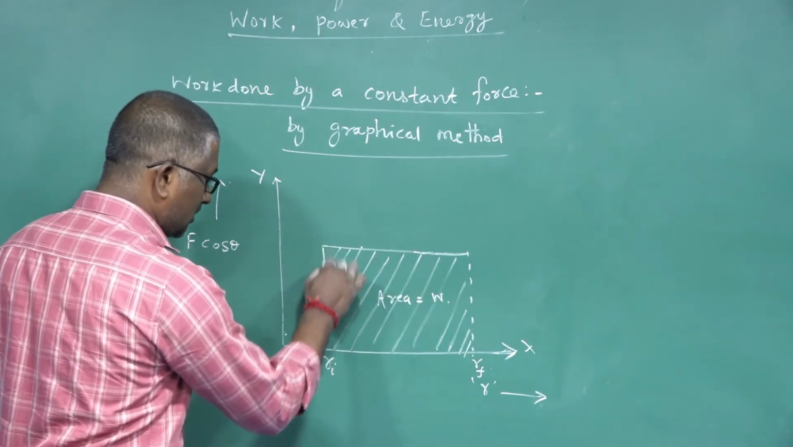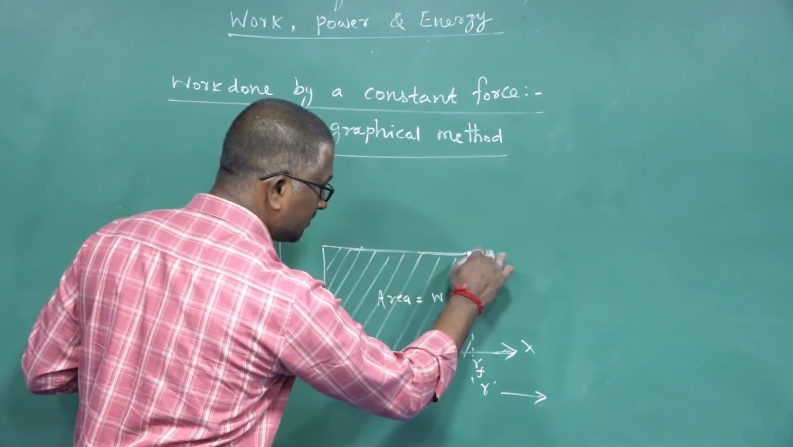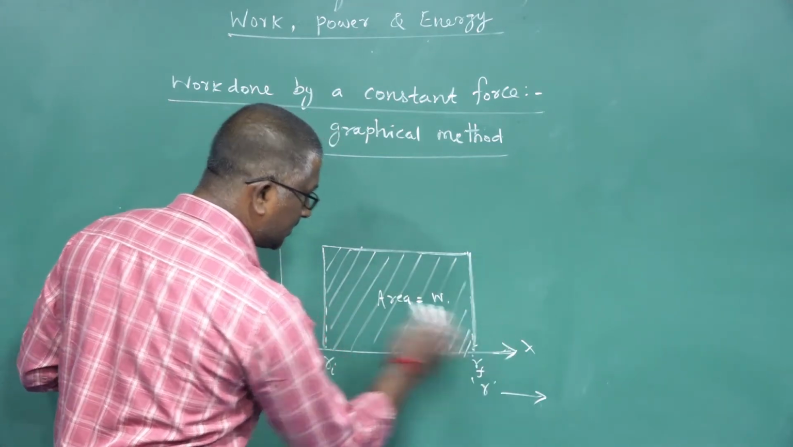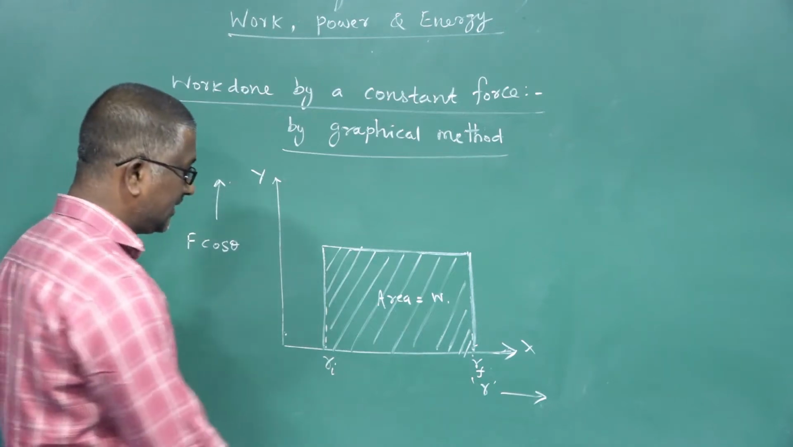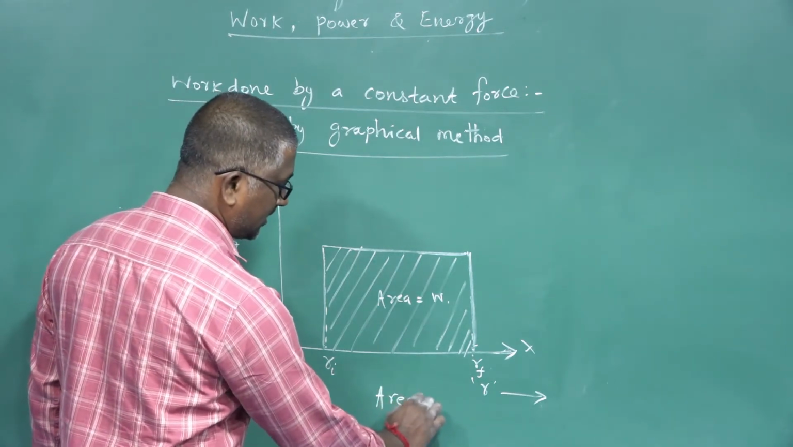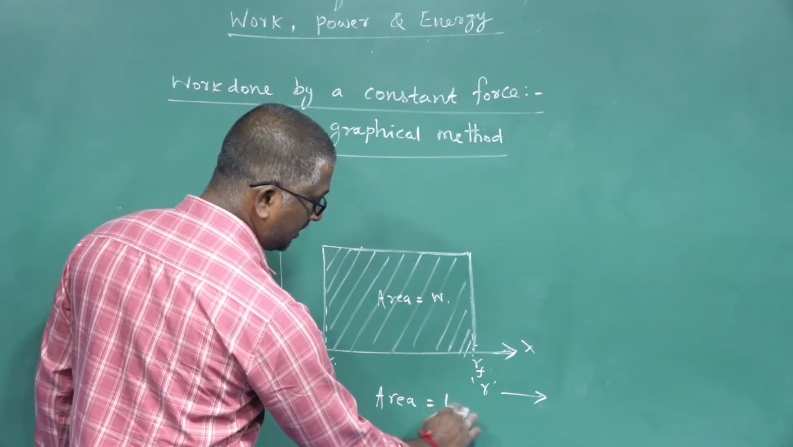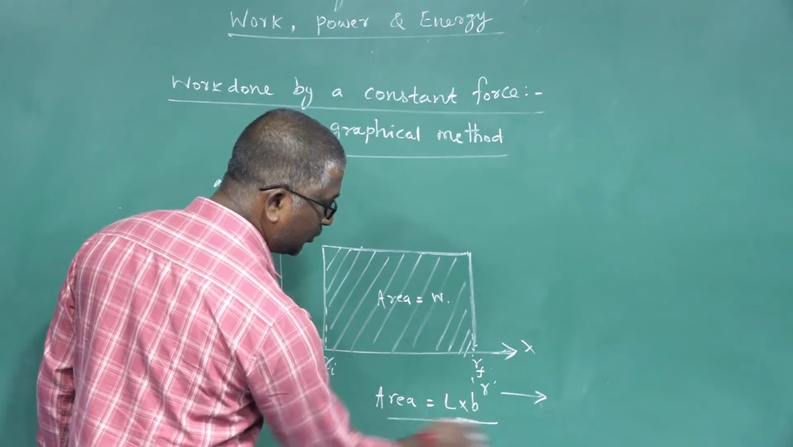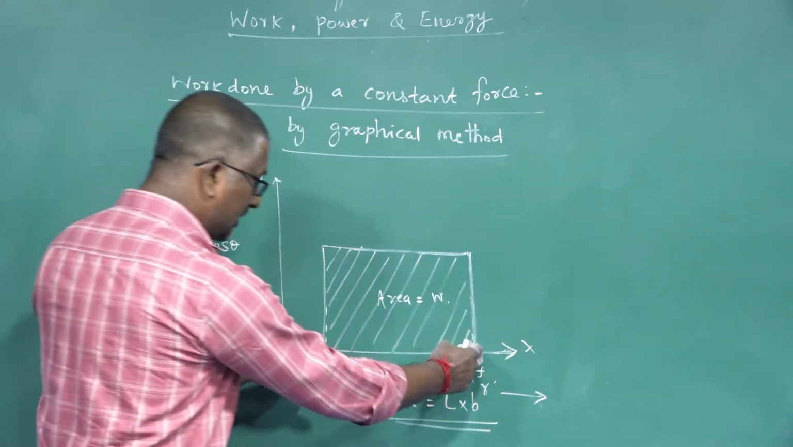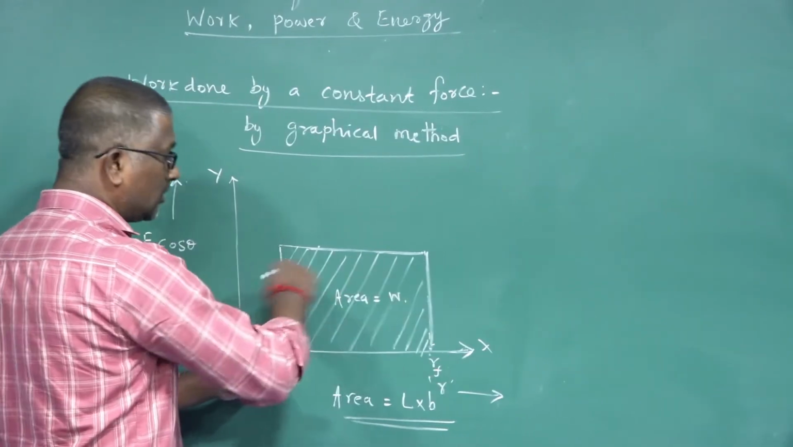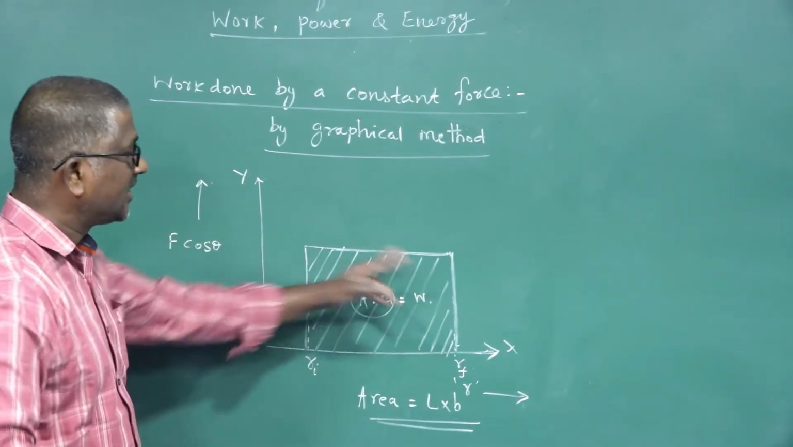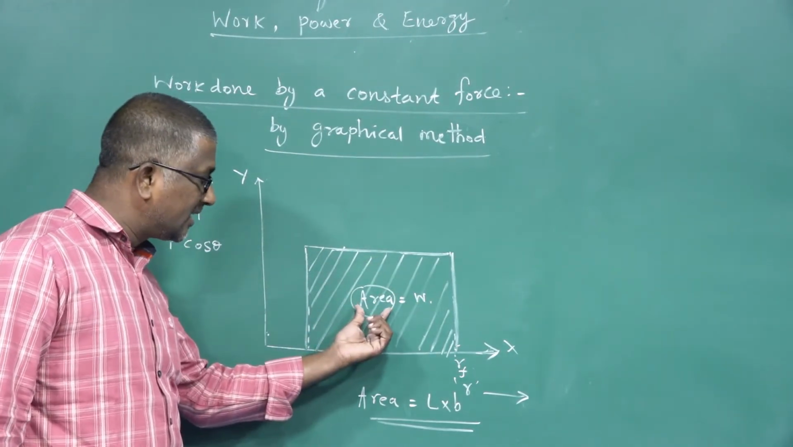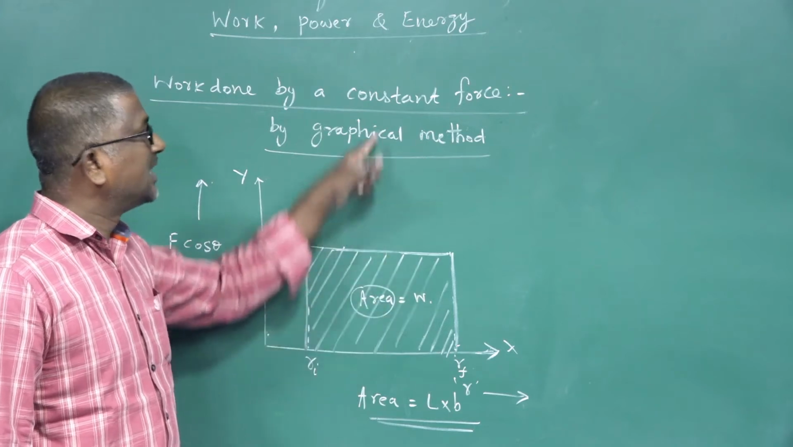Here, in this diagram, the shape attained is a rectangle. We know that the area of a rectangle is length into breadth, or length into height. If you know the length value and the height value, we can calculate the area under this region, the area of the rectangle. The area of the rectangle gives the work done by the constant force.